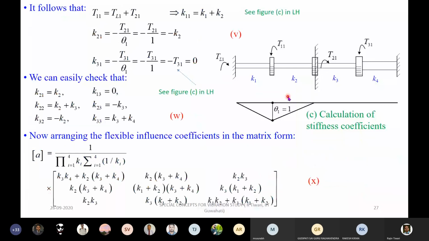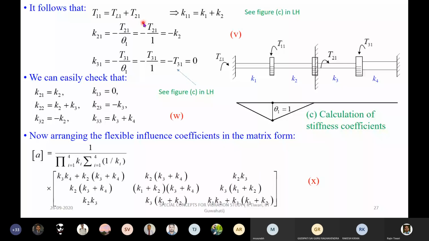So in this figure, if we see, this T11 we are applying, theta1 displacement we are giving. To do that, we need to apply the torque T11 here. That will be equal to the reaction here plus here, because this is also fixed according to the definition of the stiffness coefficient. This must be fixed. So T11 should be equal to this plus this. So the expression is T11 equal to TL1 plus T21.